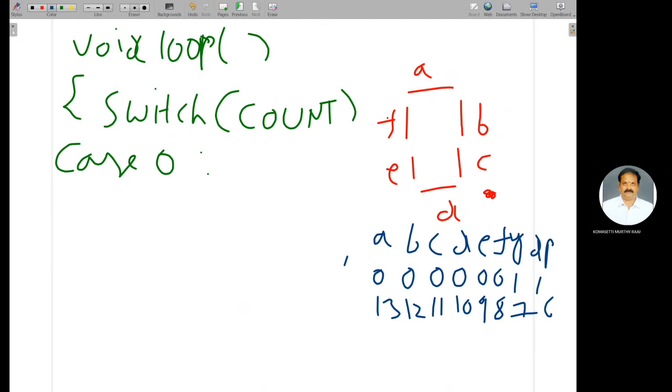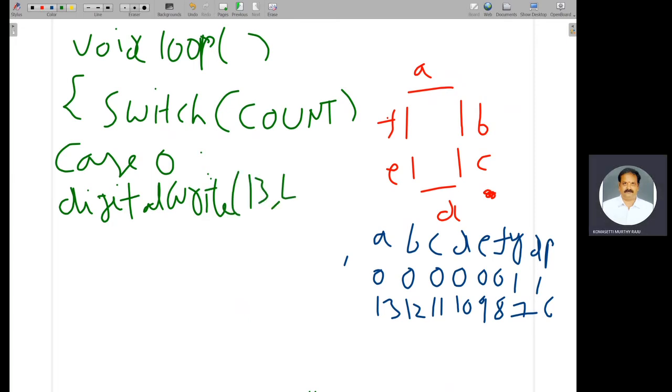Case 0, digital write 13 is low. The 13th pin of the Arduino board, that is a digital pin, is assigned to the A segment of the 7 segment LED. Next one, digital write 12 low.